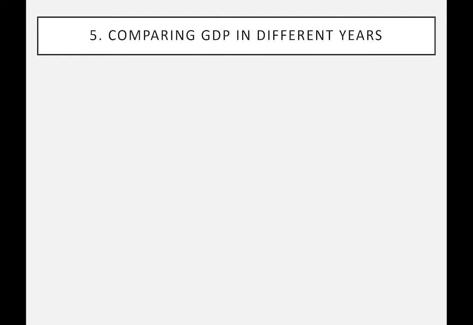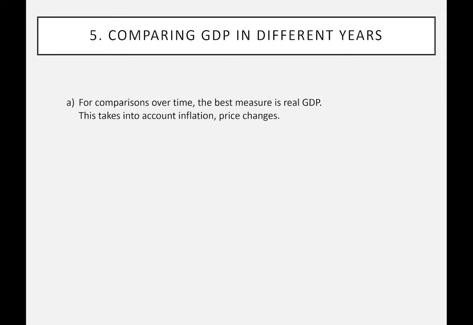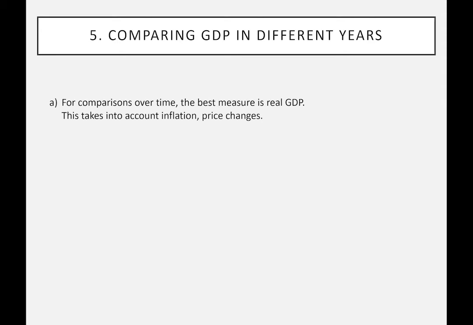If we're going to compare GDP in different years, then economists usually suggest using real GDP. The reason for this, of course, is that if prices change, it might give you the false impression that there's more real economic activity, that the country is producing more, and we want to exclude that possibility. Real GDP takes into account any price change or inflation.